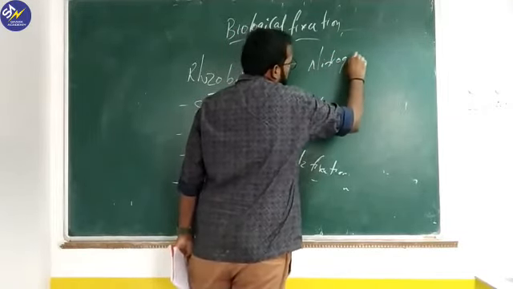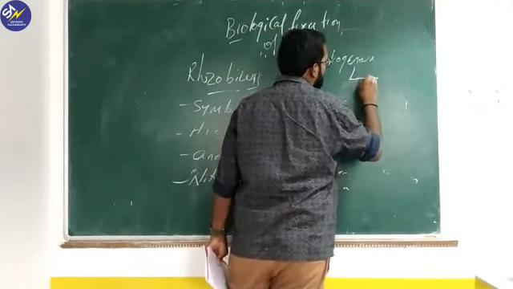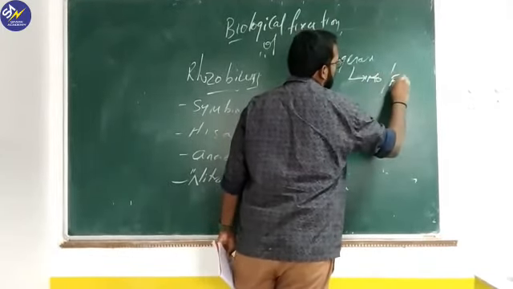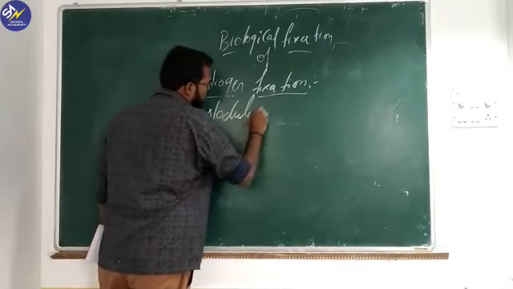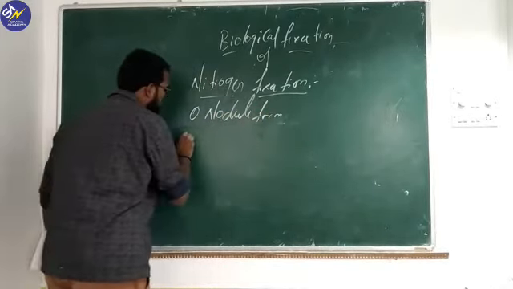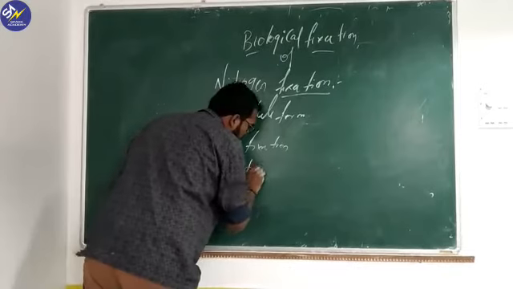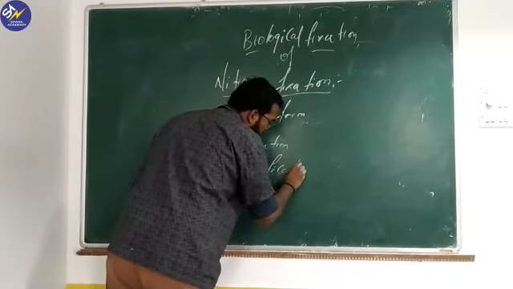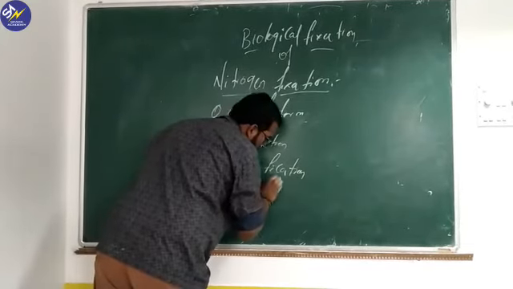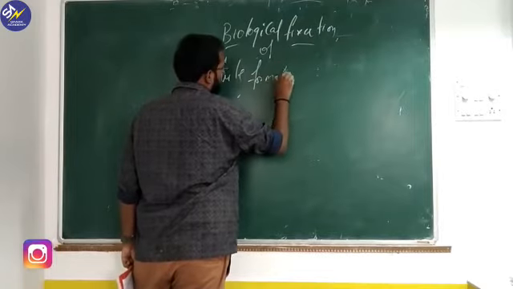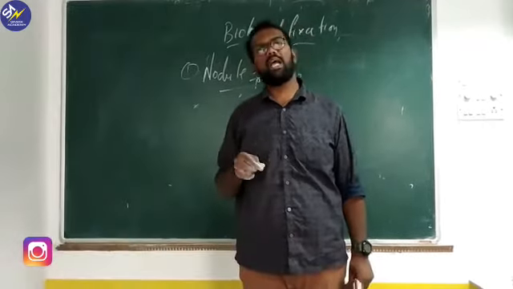Nitrogenase is an enzyme that has a protein structure along with molybdenum and ferrous. First step is nodule formation, second step is N2 fixation, third step is nitrification, and fourth one is ammonification. Nodules are nothing but globular structures that develop on the root hairs, or the primary root hairs.